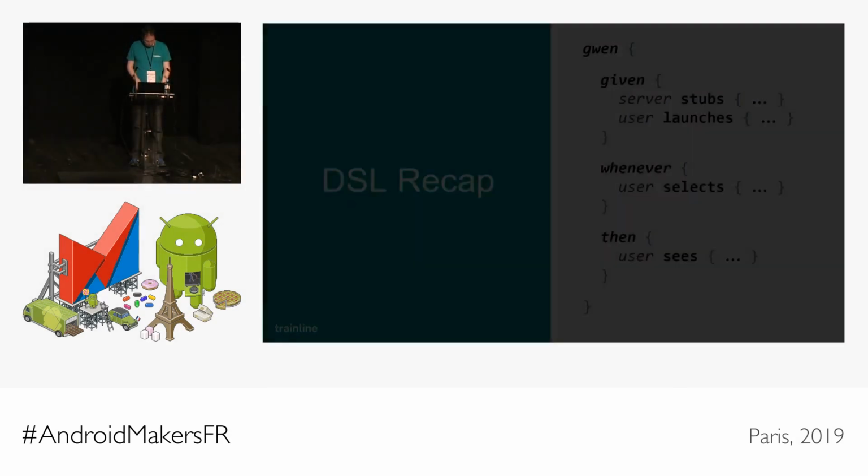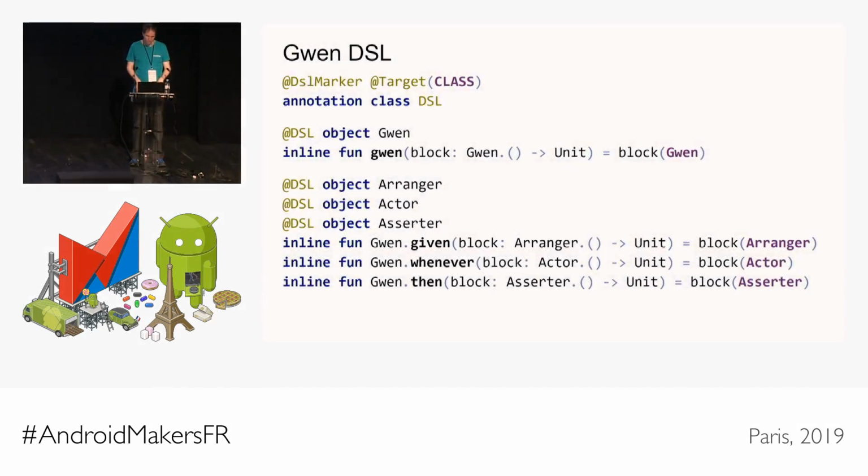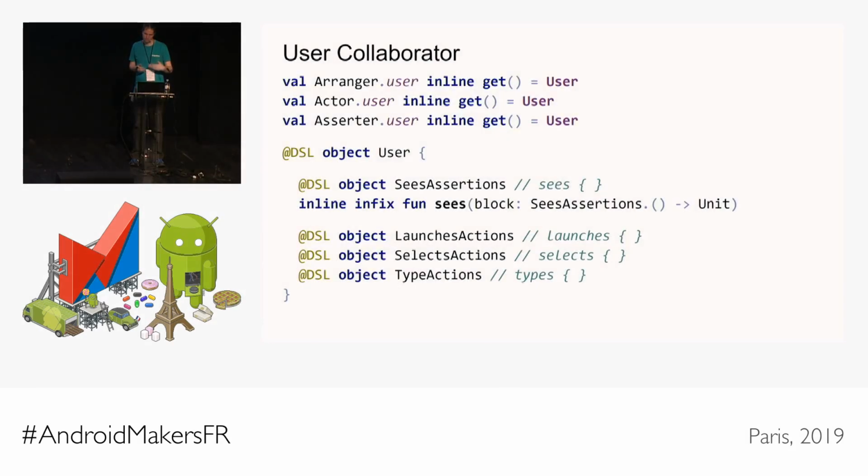Okay, so next I will go through the whole DSL again, but now this is the end result. So we have a DSL marker annotation, and we use this DSL marker on every single scoped object. We have a top-level function Gwen, that gives us a Gwen block. The Gwen block can contain 3 functions, the given, whenever, and then. And it gives us 3 separate receivers. We can use these 3 receivers to scope the collaborators inside them with the extension properties.